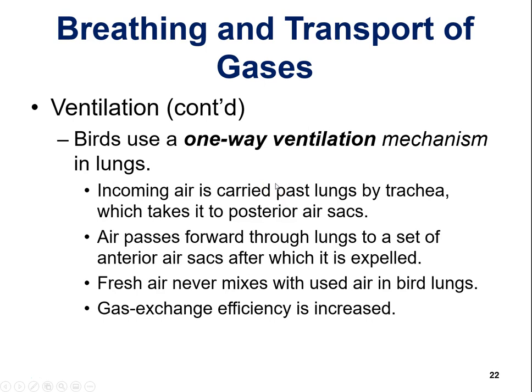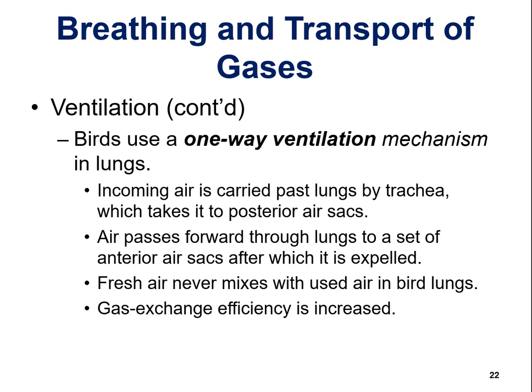So for birds, they again have an adaptation to make that gas exchange efficiency increase, right? So they use something called a one-way ventilation mechanism. And so here, I'll show you a picture in a second. So incoming air is carried past the lungs by the trachea, which takes it to these posterior air sacs, right? So it's going into a separate spot here. Air passes forward through the lungs to a set of anterior air sacs, after which it's expelled. Okay, so there's a holding chamber. So because of the way it's set up, fresh air or new air will never mix with used or old air in the bird lungs. And then, like I said, that increases gas exchange efficiency.